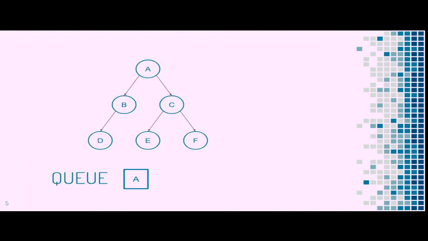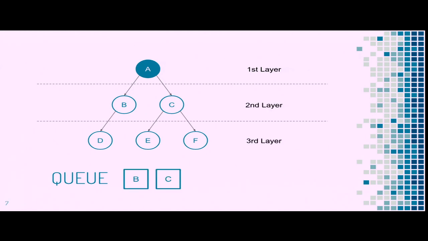Firstly, we will be starting from A. So the queue has the node A in it. Now let us move to A, and this is our first layer. Subsequently, from A, what can we go to? We can go to B and C. For visualization, I have displayed the layers for you. Moving on, we will go to B. And from B, where can we go to? We can go to D.